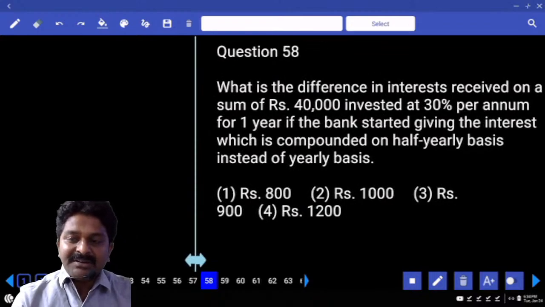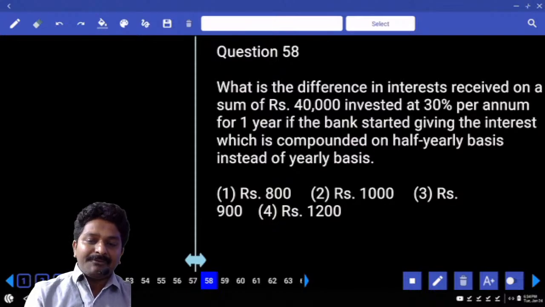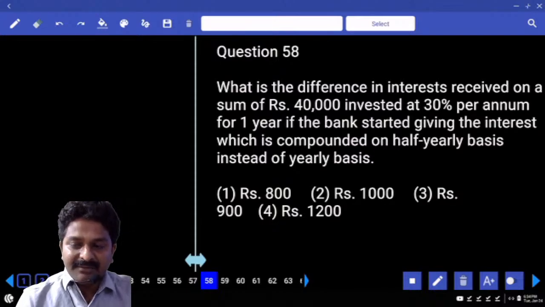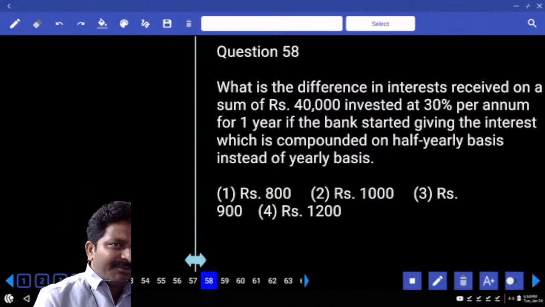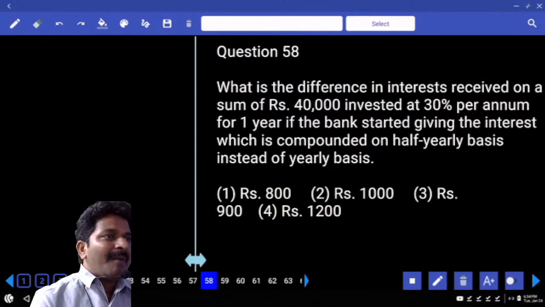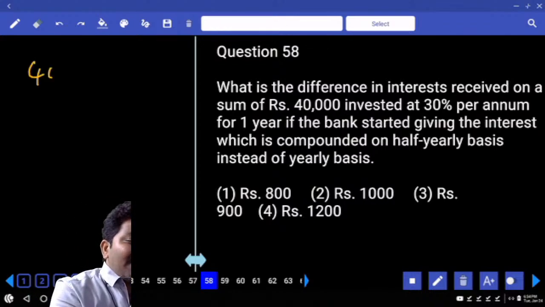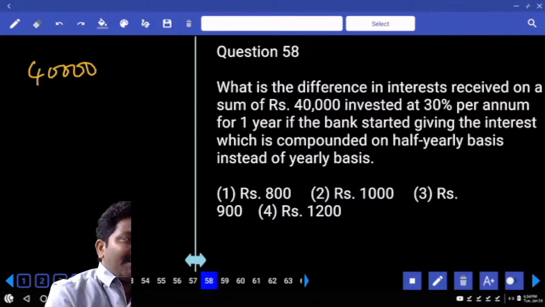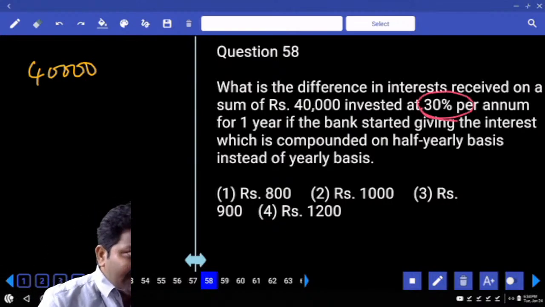What is the difference in interest received on a sum of 40,000 invested at 30% per annum for 1 year, if the bank started giving interest compounded on a half-yearly basis instead of yearly basis? Finally, we were asked to calculate the difference between compound interest for 1 year compounded annually and compounded half-yearly. Correct? Right. So let me first calculate compound interest on a yearly basis, where the interest rate is 30%. Is that okay? Right. What is 30%?